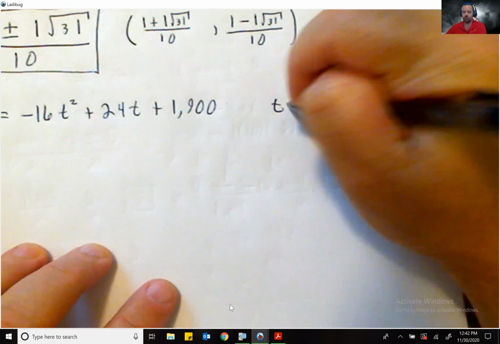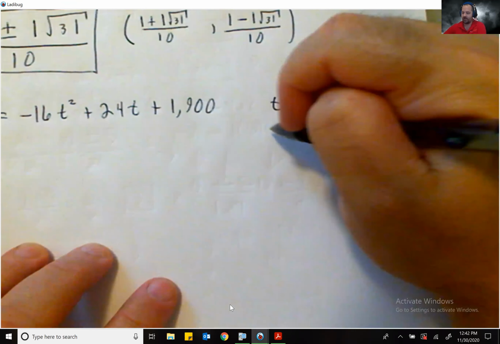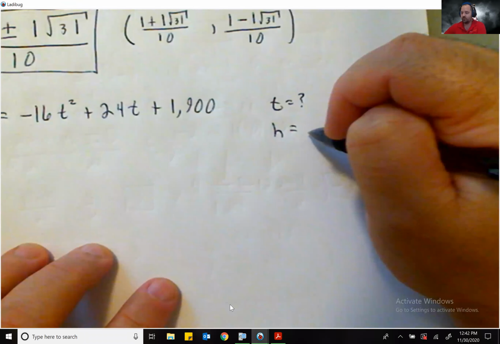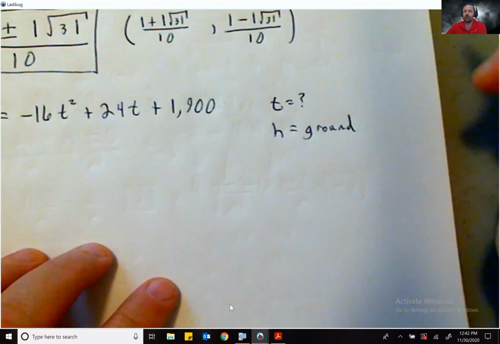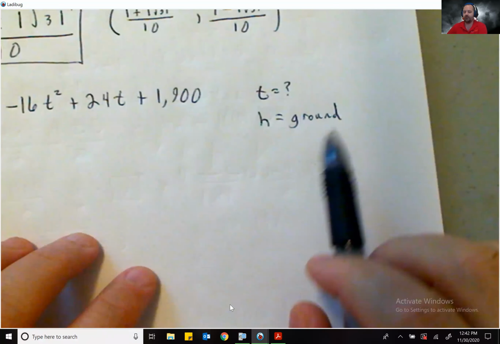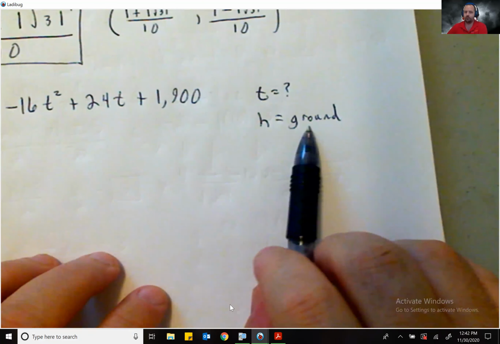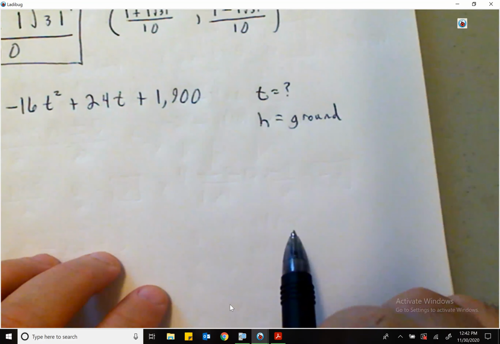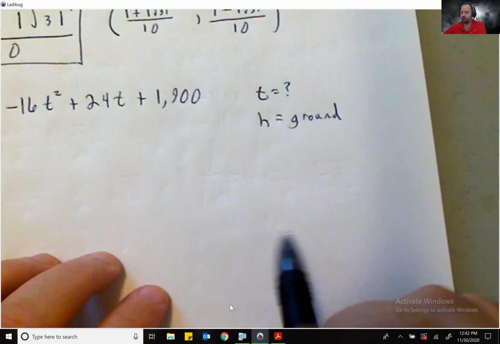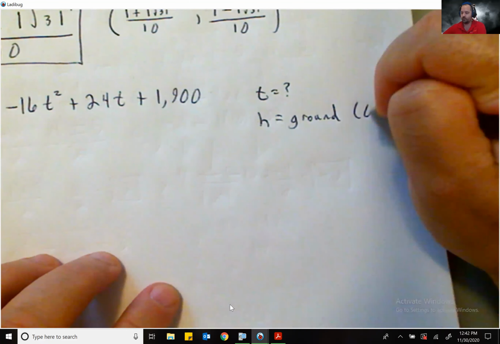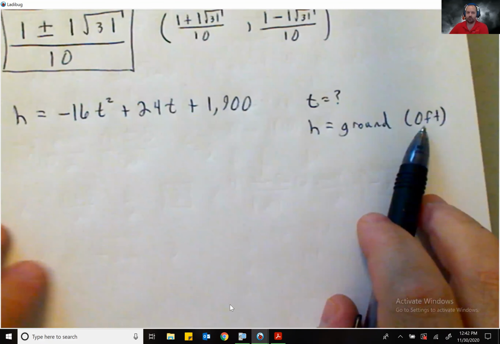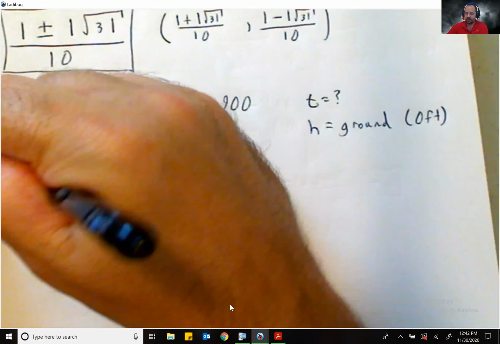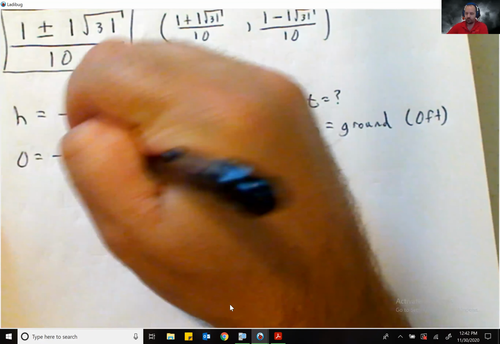That we don't know. But we do know the height. The height is when it hits the ground. How high off the ground are you if you're on the ground? 0. When you're on the ground, that means your h is 0. So this is what we're looking at.